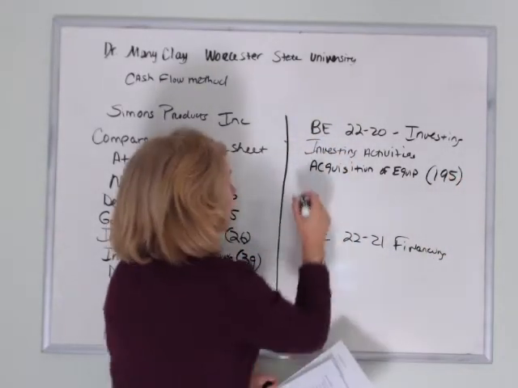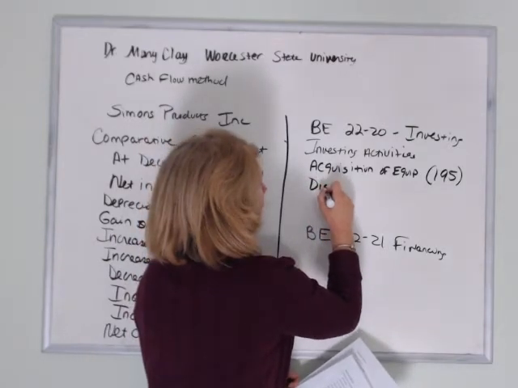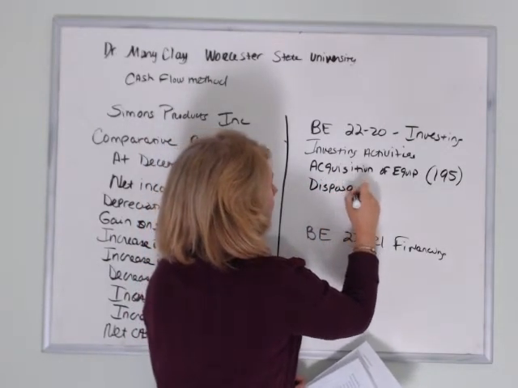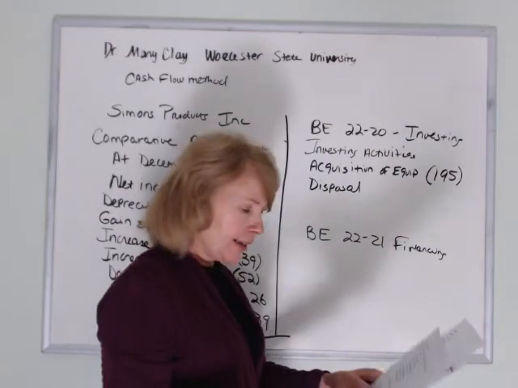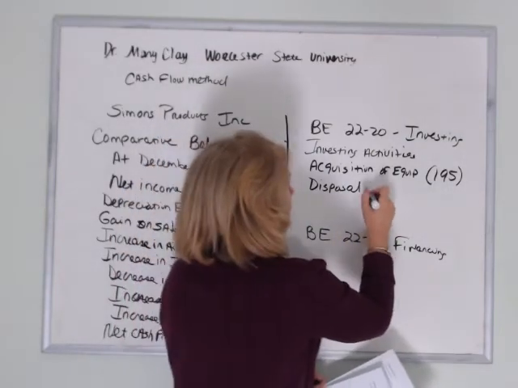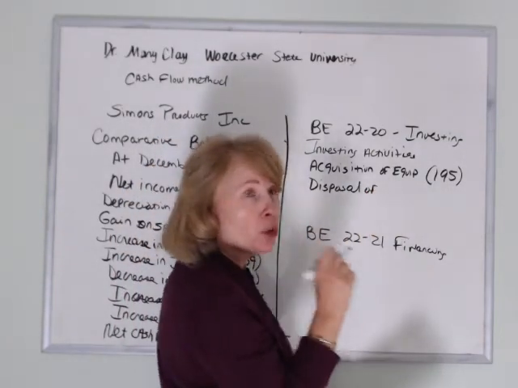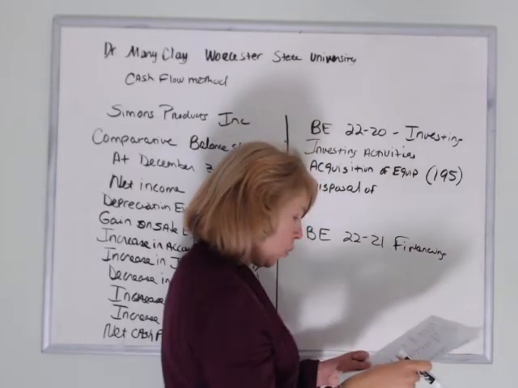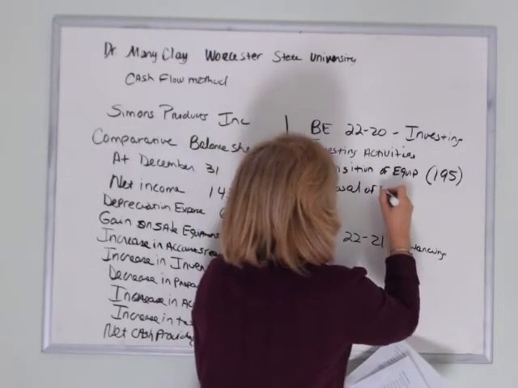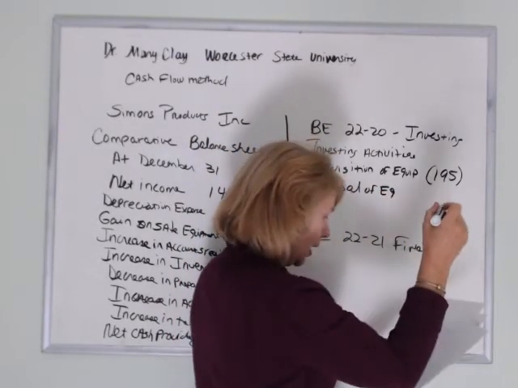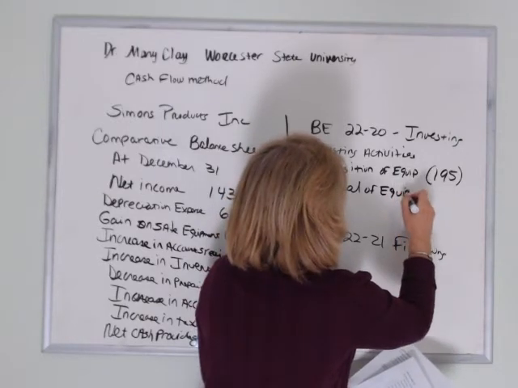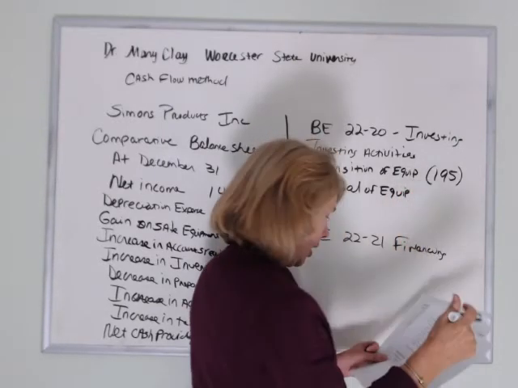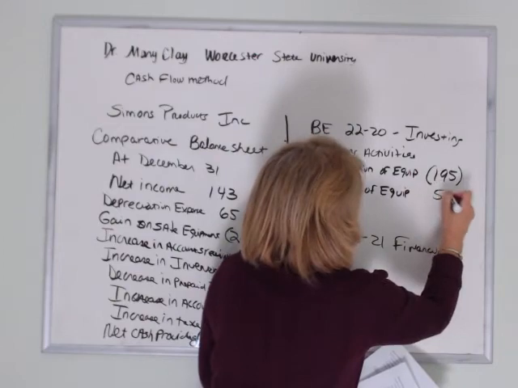And then, disposal of equipment. Well, I sold the equipment. What did I sell it for? Cash. How much cash? I pointed that out. $52. Not the 26 they told me about. I care about the $52, and that is a positive number.